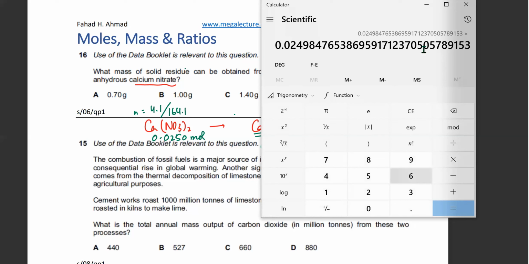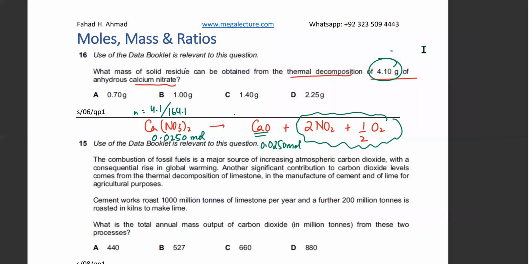So I'm going to multiply that by the MR, which would be 40.1 plus there's an oxygen as well, that's 16.0. So that's 16. And what do I get? I get 1.40 grams rounded to 3 significant figures, and that's going to be C. So that's the first question. Kind of an easy question. Is this clear? The first question.